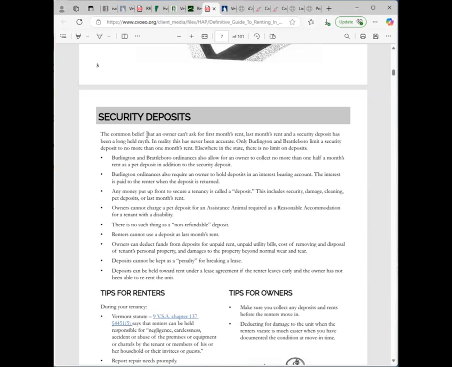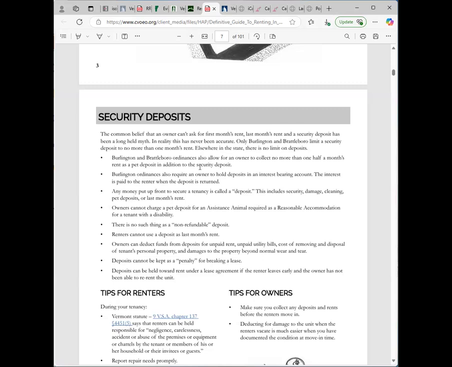First month's, last month's, security deposit: it's a common belief that an owner can't ask for these. In reality, that has never been accurate. Only Burlington and Brattleboro limit a security deposit to no more than one month's rent. Elsewhere in the state, there is no limit on deposits.